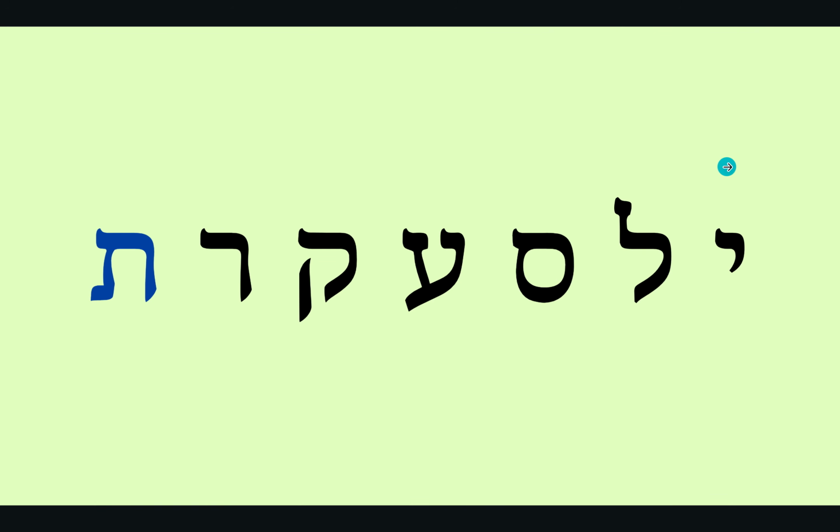Okay, here are the letters we've learned so far today. Yod, Lamed, Samekh, Ayin, Kuf, Resh, and here's our last one, Tav. Tav has a toe. See how she's sticking out her toe over there? Tav has a toe.